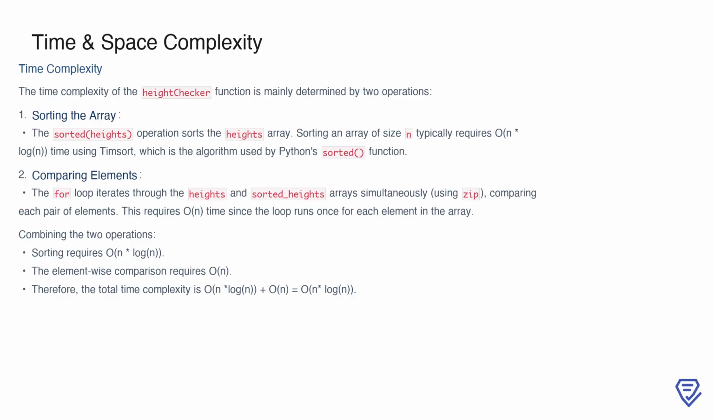When we combine these two parts, the sorting step dominates, so the overall time complexity is O(n log n). Even though we add O(n) for the comparison, it doesn't change the dominant term, leaving the total time complexity as O(n log n).